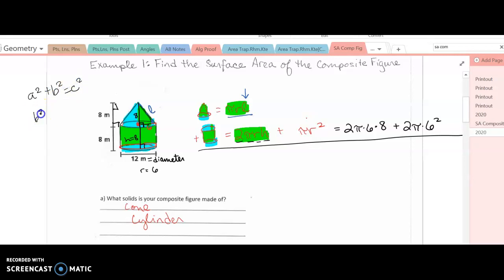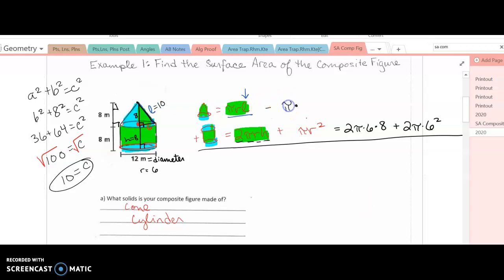Okay, so that's 6 squared plus 8 squared equals c squared. So 36 plus 64, so c squared equals 100. Square root that, it is indeed 10. Okay, so our slant height is now 10. Using this green right triangle, we figured that out. So we now have pi times radius, which is 6, times L, which is 10. All right, and now here comes the fun part. We're going to take this part and put it in our calculator, and then we'll add those suckers together.